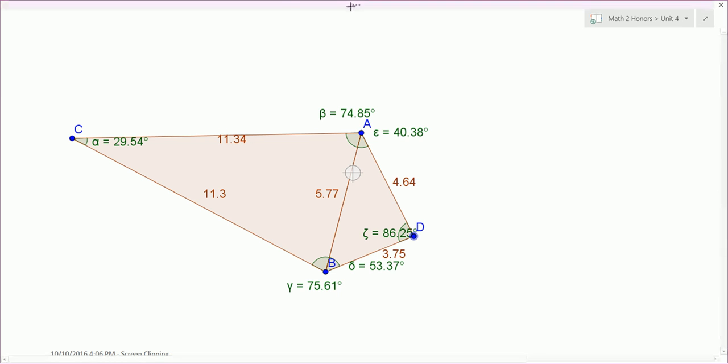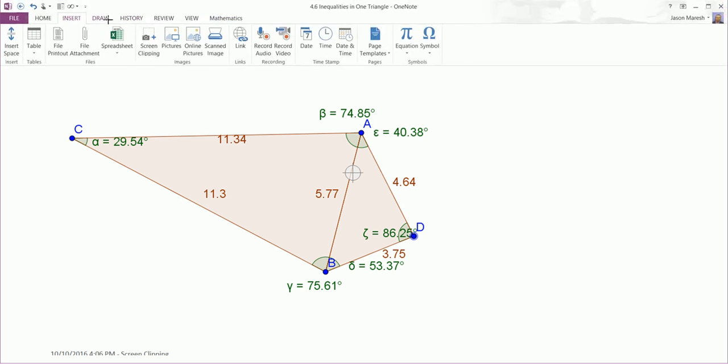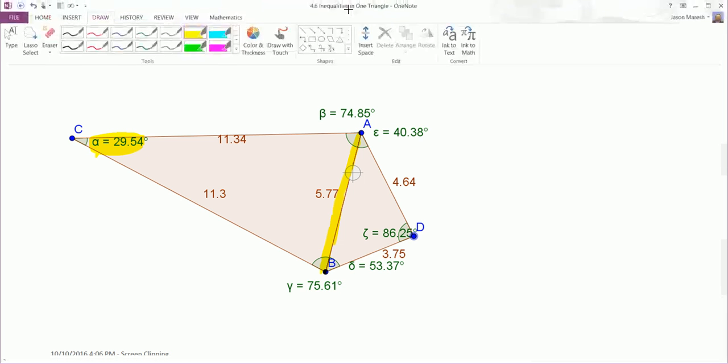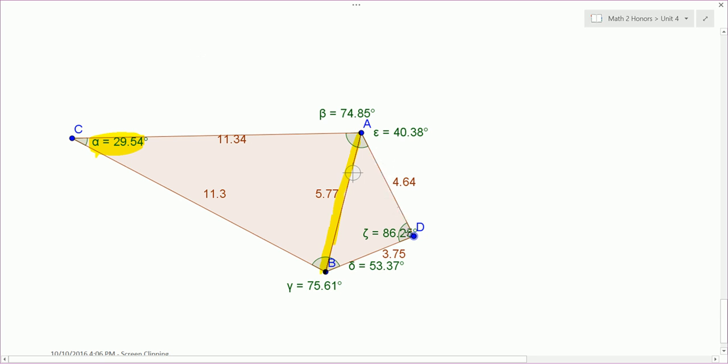What we can do here is, in the triangle on the left-hand side, the smallest angle is 29.54, and so we can say that 5.77 is the smallest side length on the triangle on the left-hand side. And then if we look separately at the triangle on the right-hand side, the smallest angle there is the 40.38 right here. And so the smallest side length of that triangle is going to be the 3.75.